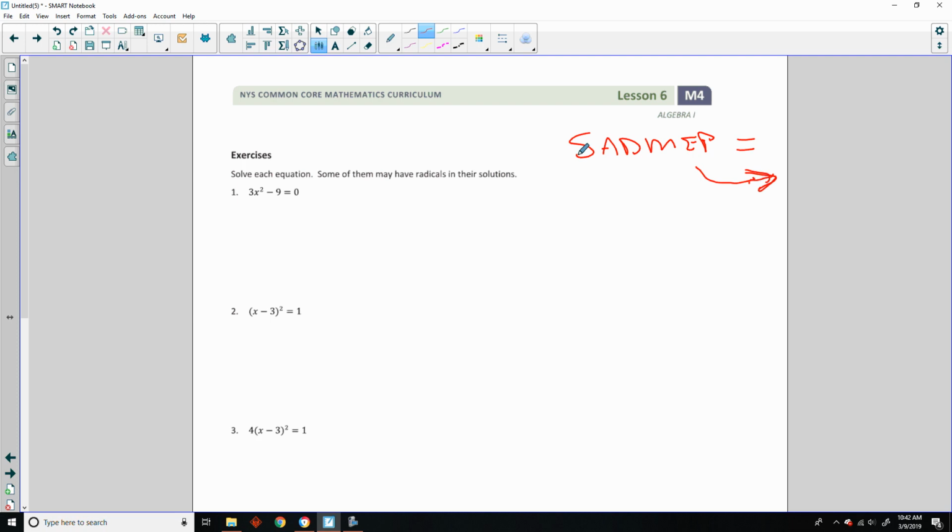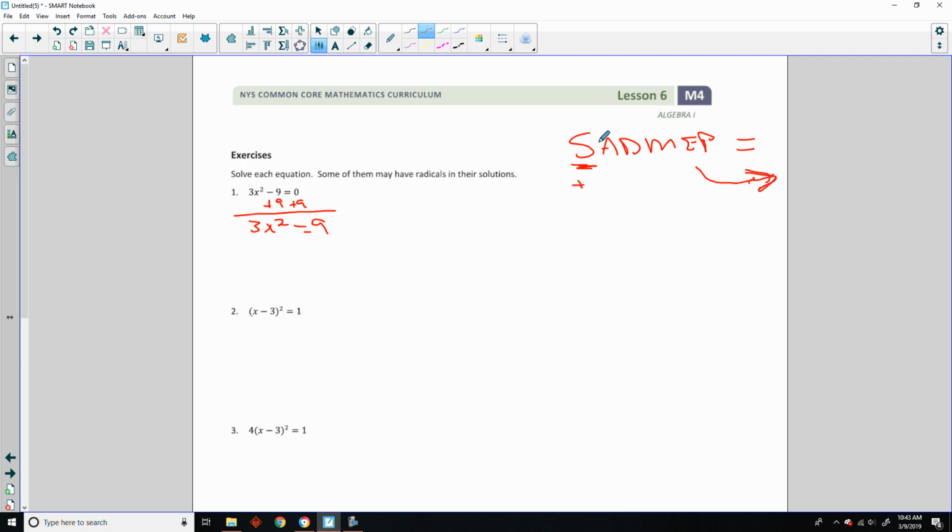So is there any subtraction? Yup. And the inverse of subtraction is addition. So I add 9 to both sides. And I'm left with 3x squared. Negative 9 plus 9 equals 0. And 0 plus 9 is 9.